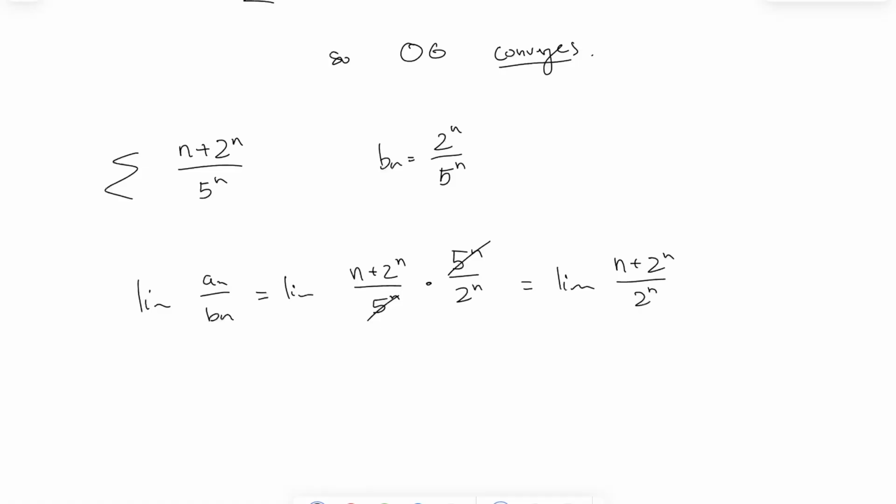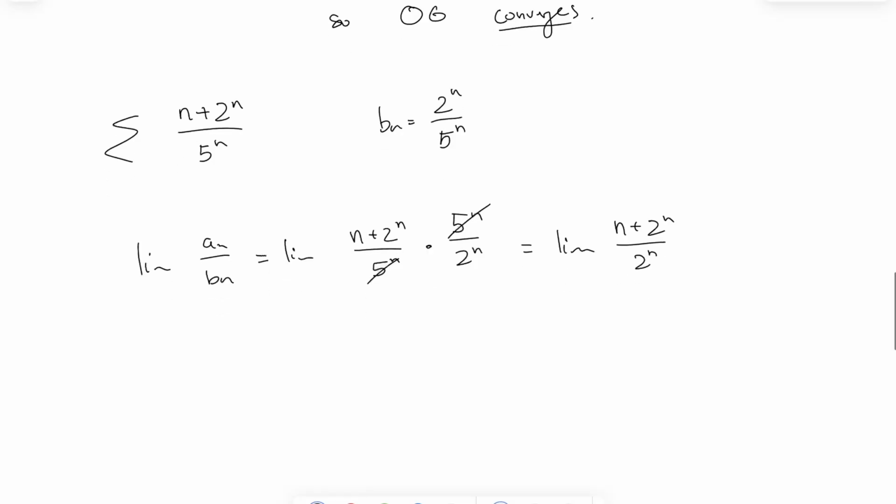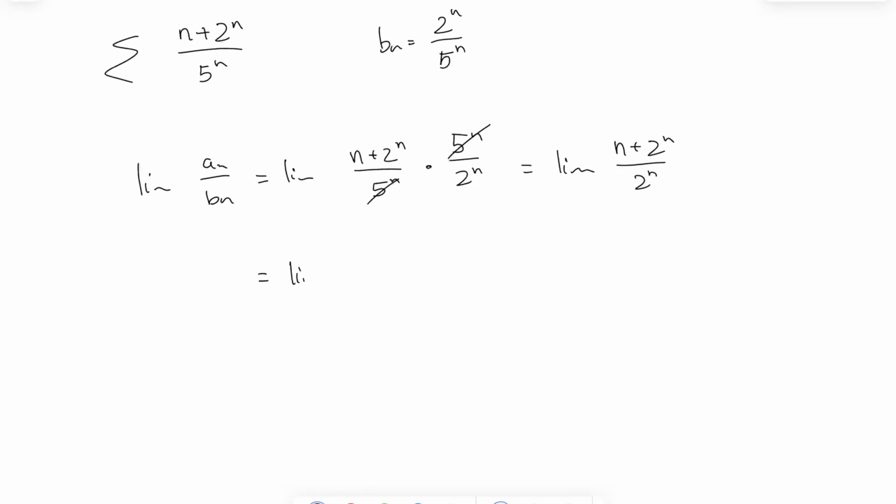And then from here you can do this limit by doing L'Hopital's rule, or you can just divide everything out by 2 to the n. Maybe I'll write it that way just for the sake of variety. Divide everything out by 2 to the n. It'll say n over 2 to the n plus 1 over 1, right? It's a little weird looking. But anyway, this is the limit of n over 2 to the n plus 1, right?